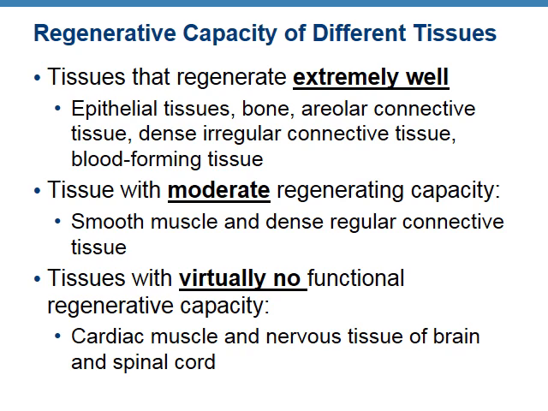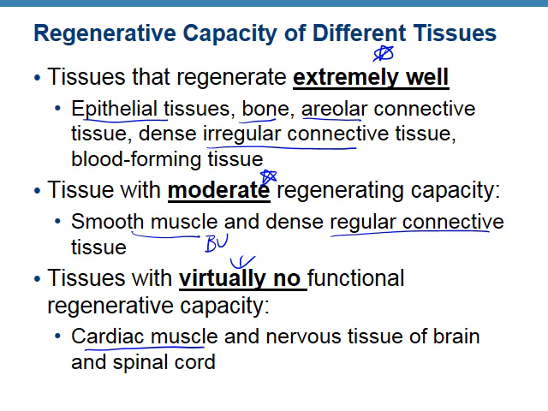So obviously different tissue types are going to regenerate differently. So you can see which ones generate extremely well: bone, dense irregular, areolar, and your epithelial tissues. With moderate regeneration, this is smooth muscles that line blood vessels and hollow organs, dense regular connective. And then they use the word virtually no functional regenerative capacity when they talk about cardiac and nervous tissue of the brain and spinal cord.